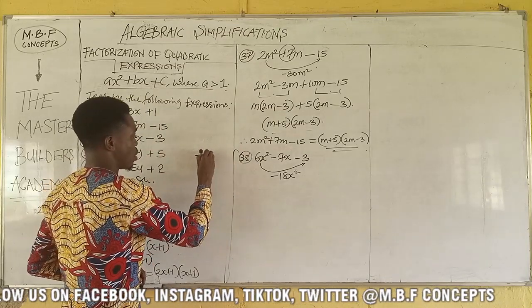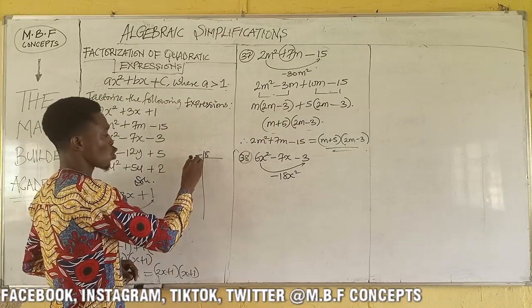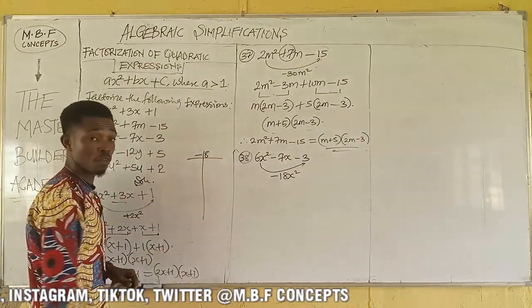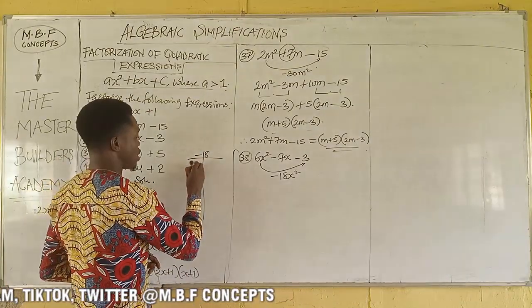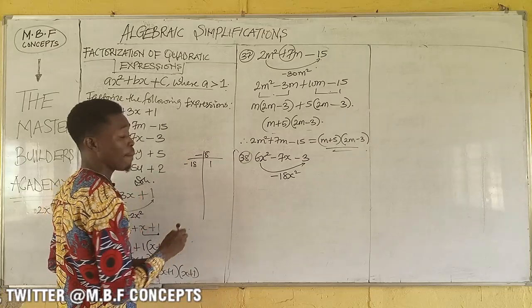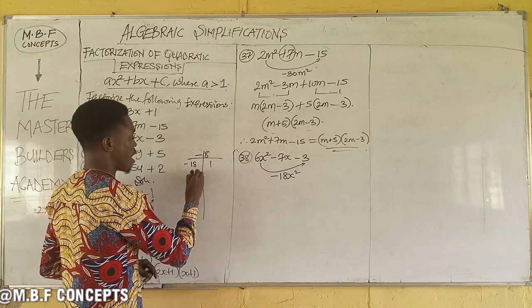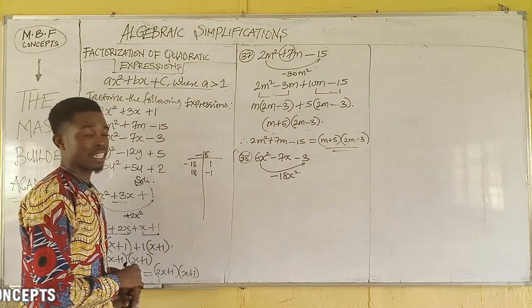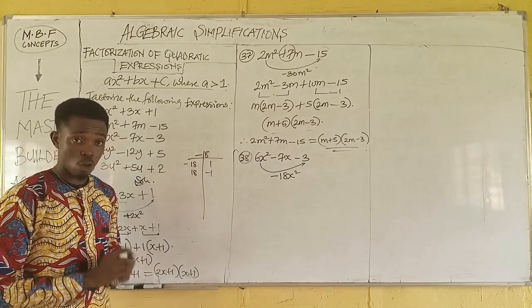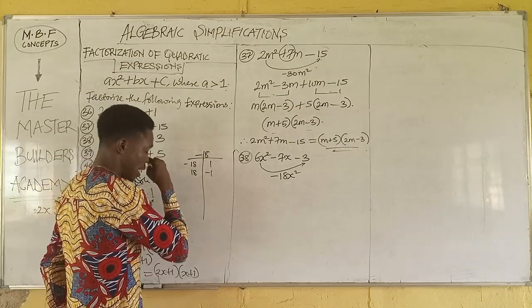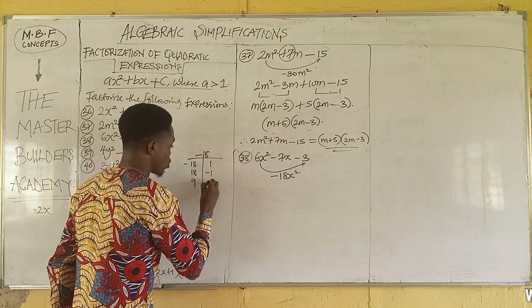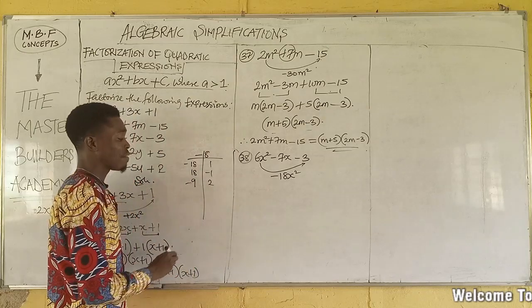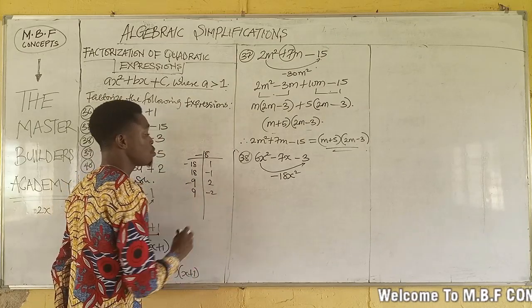Now, we have minus 18. So this is the column for the first factor, then this is the column for the second factor. Now we have 18 times 1. So it's either we have minus 18 or we have plus 18 and we have minus 1. This is the first two factors of minus 18. Then next is that we have 9 times 2. Now we have this, or positive 9 times minus 2.